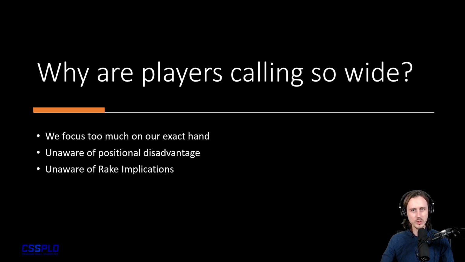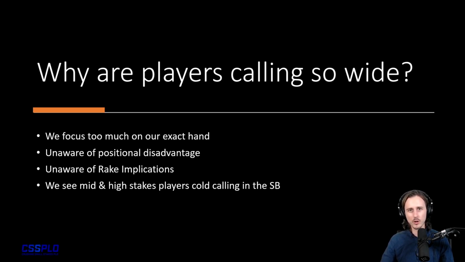We know we should be tighter from the small blind than, for example, mid stakes or high stakes, but we're not very sure how tight it is and what the differences actually are here. And fourthly, and very important as well, we see mid stakes and high stakes players streaming on Twitch, for example, and we see them cold calling all sorts of hands in the small blind. But that doesn't mean that if you play low stakes, you can also call these specific hands as well. Let's look at these last two bullet points a little bit more closely.